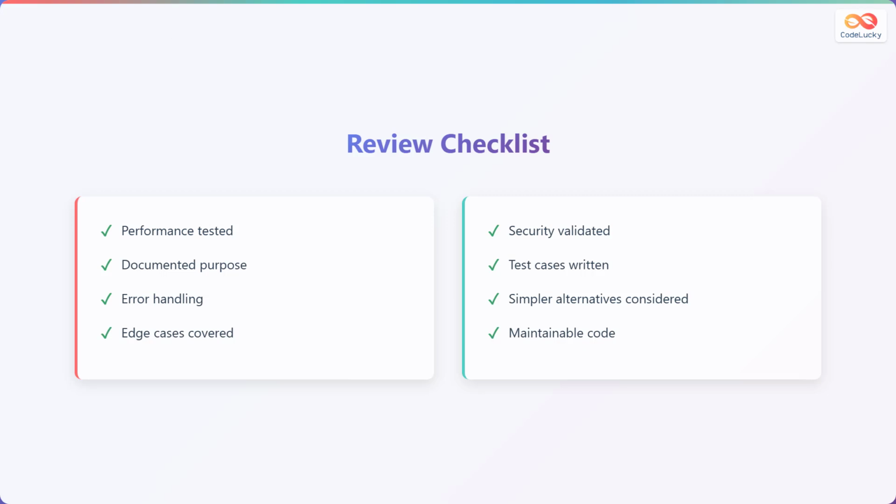Finally, let's summarize the review checklist. Ensure that performance is tested to prevent catastrophic backtracking. The purpose of the regex is well documented for readability. Error handling is implemented to prevent crashes, and edge cases are covered to handle unexpected input. Also, make sure security is validated to avoid ReDoS attacks. Test cases are written to ensure correctness, simpler alternatives are considered for maintainability, and the final code is easy to maintain.